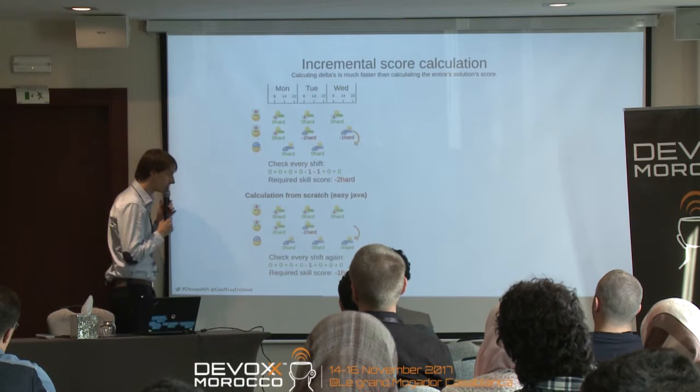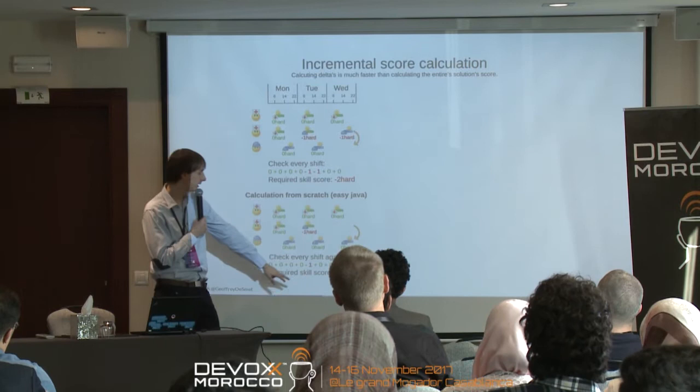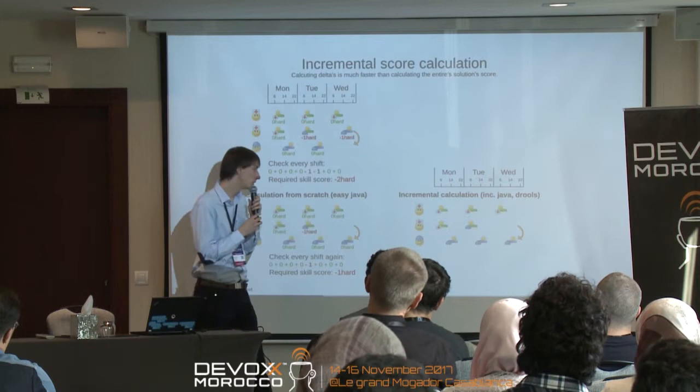But okay, this is how calculation from scratch works. We do all of them again, and we see, okay, we check the shift there. Now it's fine, so we have -1 hard now instead of -2 hard. But it's not efficient. So what do you do with incremental calculations? Those are the two other implementations you can do, and I'll talk about those in a minute.